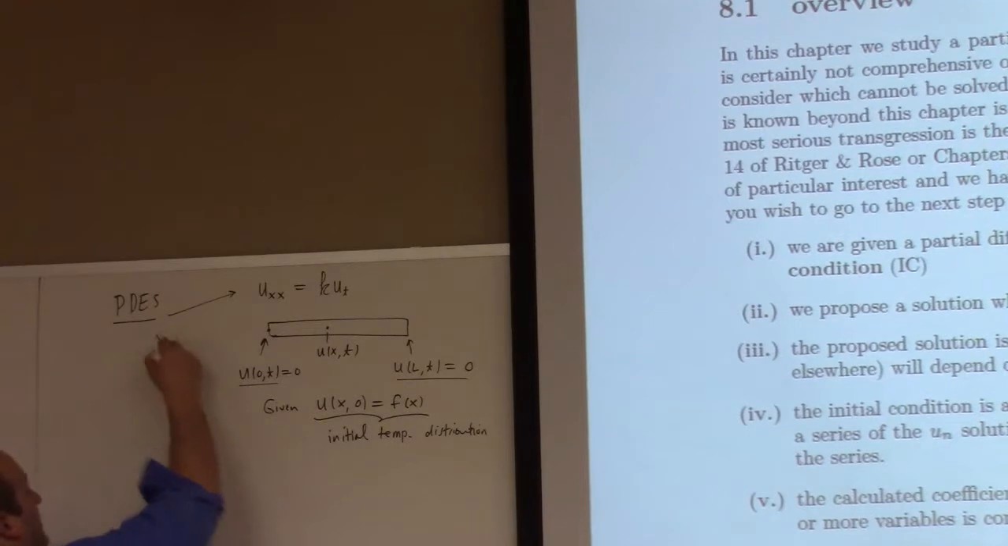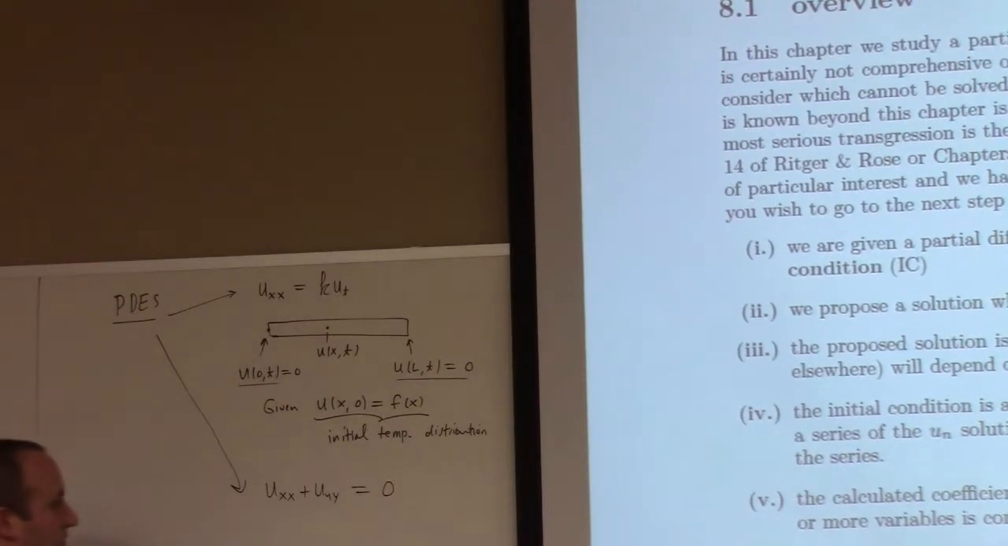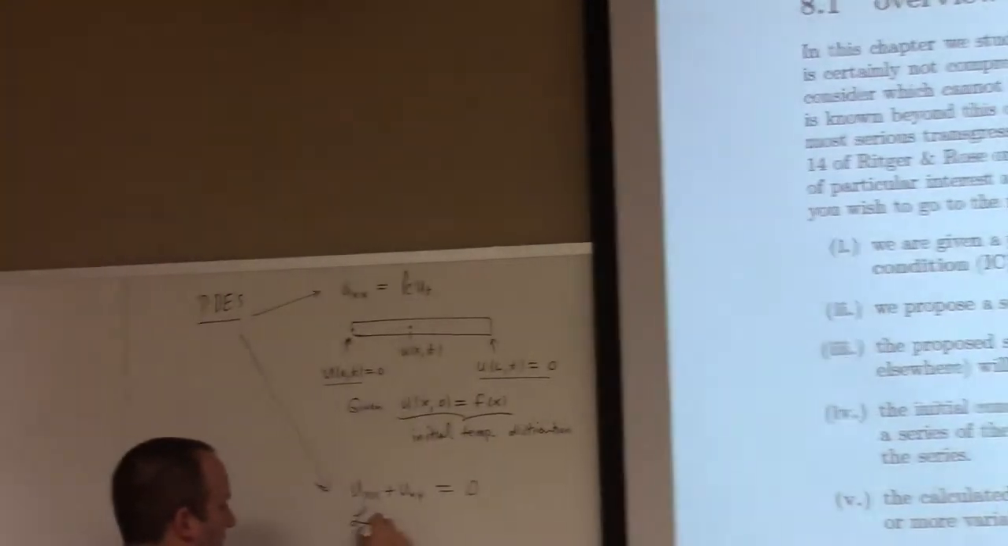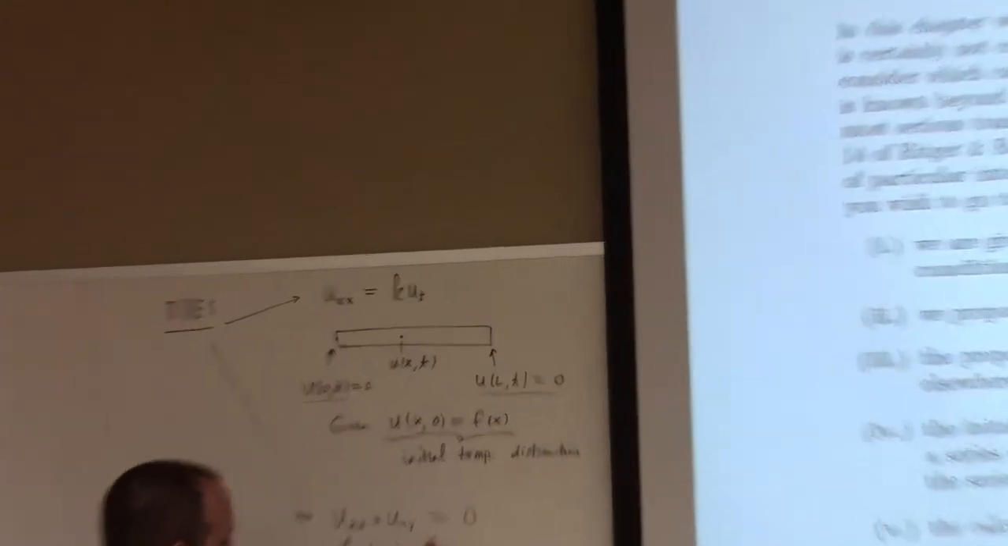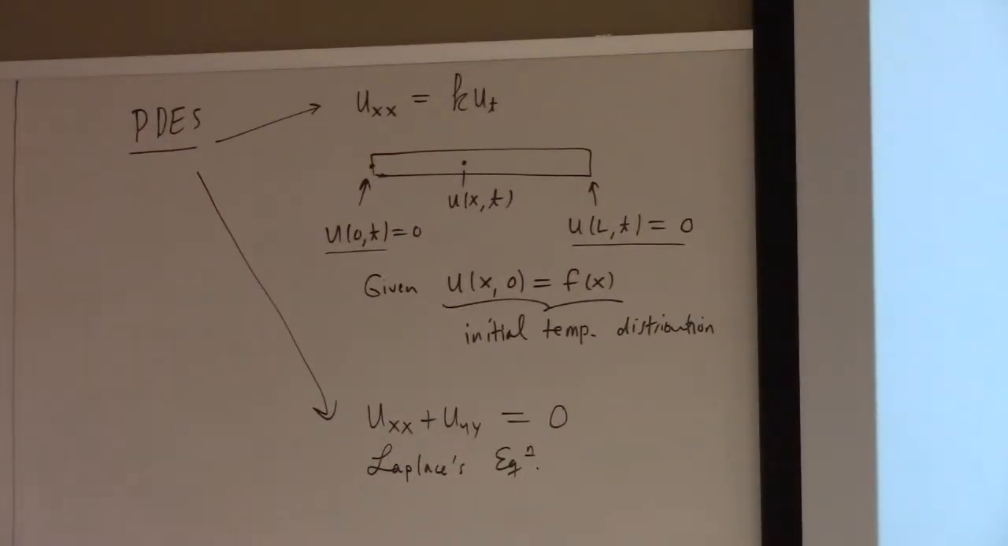Another kind of PDE you could look at would be something like this: uxx plus uyy equals 0. This is Laplace's equation. All right, and that also comes with various boundary conditions. There's no time in this, so there's no initial condition, right? It's timeless. It's just y's and x's. But this is the differential equation which is satisfied, for example, by the voltage function in a two-dimensional system with no charge.